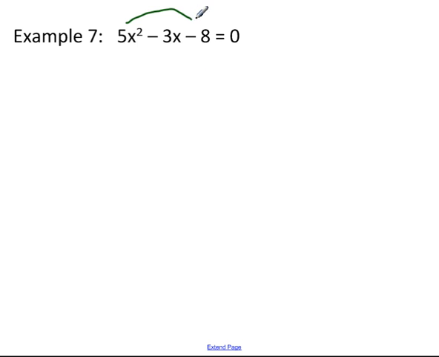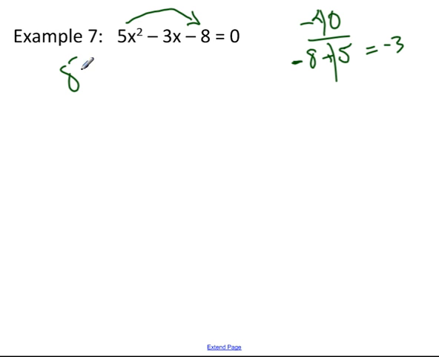I'm going to do a little AC method because it's fun to me. 5 times negative 8 is negative 40. So what's multiplying to negative 40 but adding or subtracting to that 3? I'm going to go with 8 and 5. Sounds like the good numbers. Since this is negative, my 8 is probably the negative and the 5 is probably my positive.